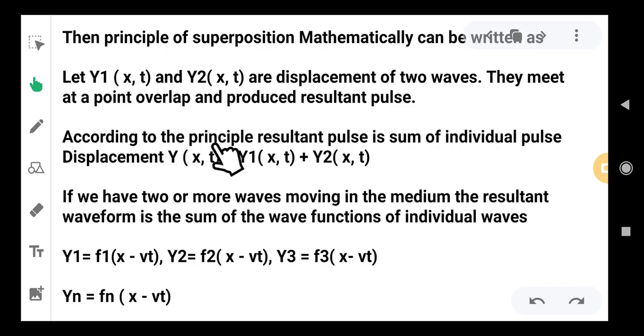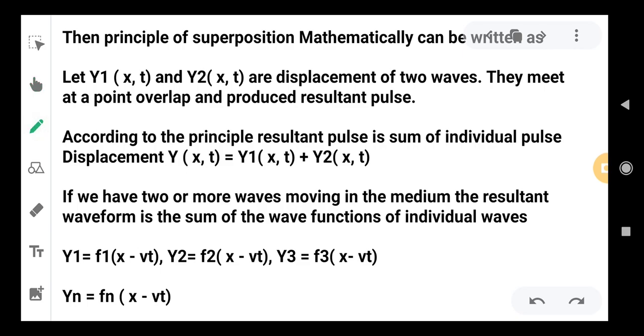Next, according to the principle of superposition of waves, the resultant pulse is the algebraic sum of the individual pulse displacements. Resultant is y, the sum of two pulses, y1 and y2. Instead of two waves, if I consider more than two, y1, y2, y3, up to yn, then f is a function of x minus vt.